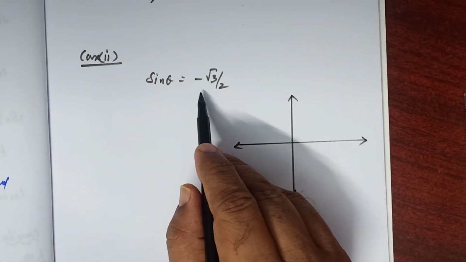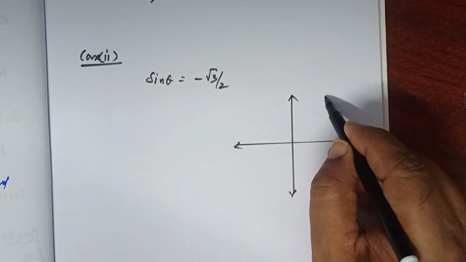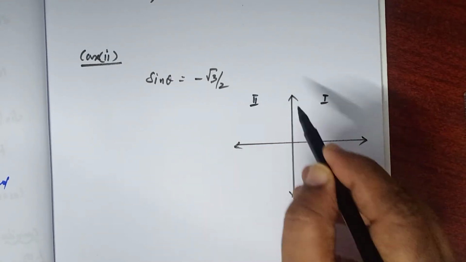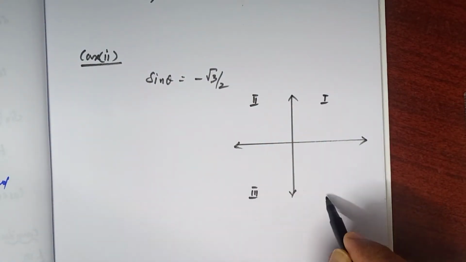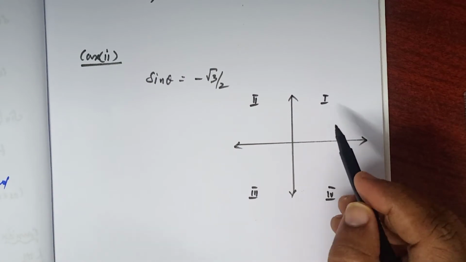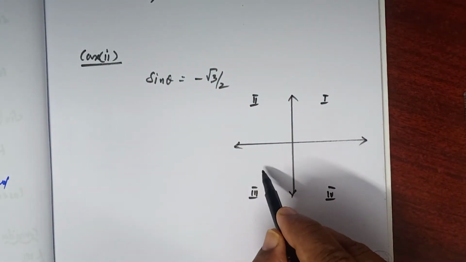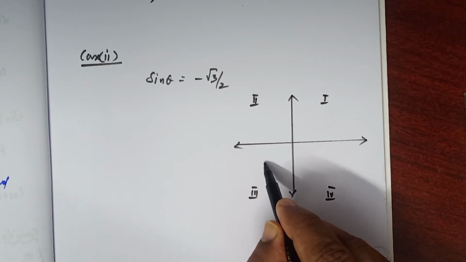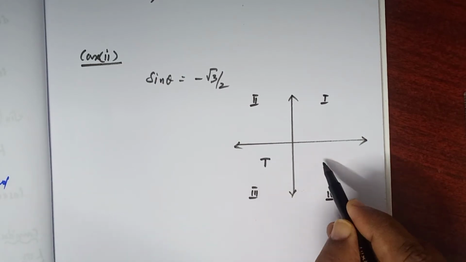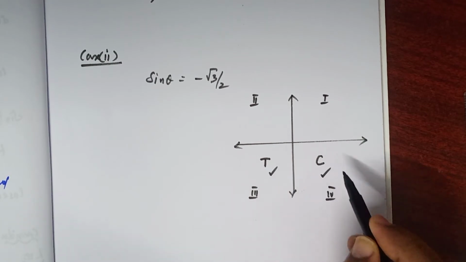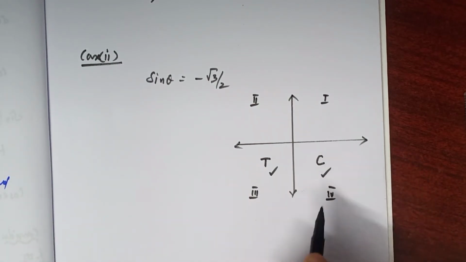Here sin theta is negative. This is the first quadrant, second quadrant, third quadrant and fourth quadrant. Sin theta is negative in the third quadrant because tan is the only positive one there. In the fourth quadrant, cos is the only positive one. So in the third quadrant and fourth quadrant sin theta is negative.